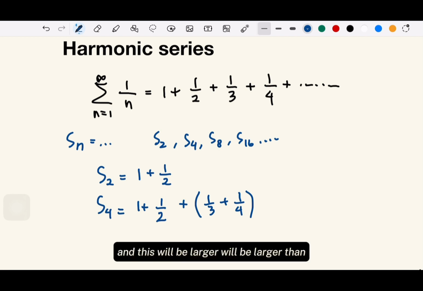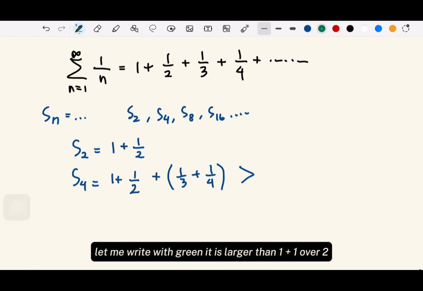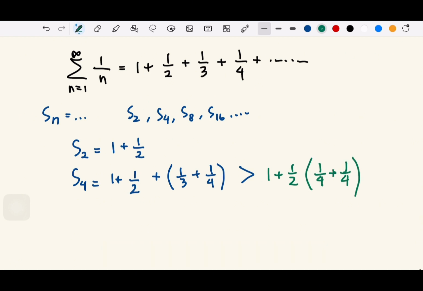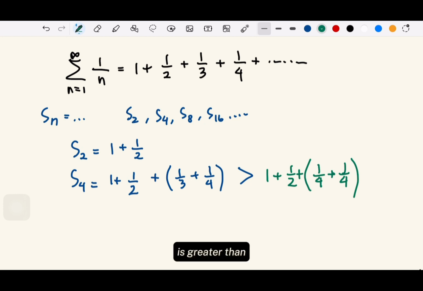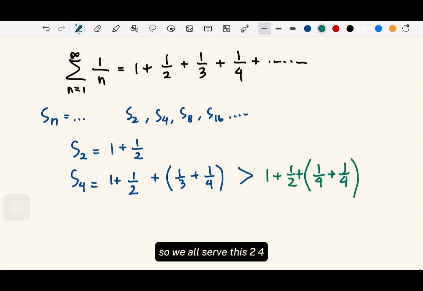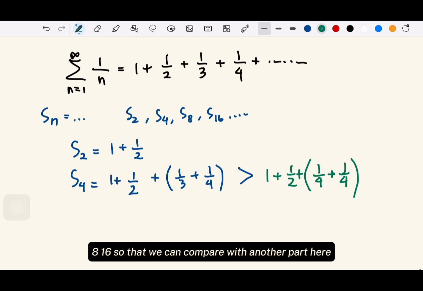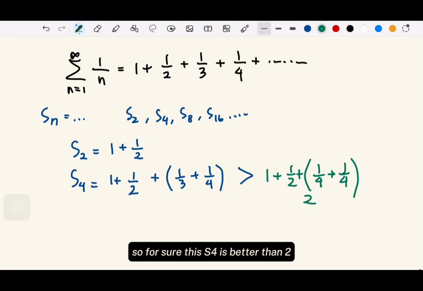And this will be larger than, let me write with green, it is larger than 1 plus 1 over 2, and then let's say this is 1 over 4 plus 1 over 4, right? So what I would like to show you is that 1 over 4 plus 1 over 4 is a half, so all this on the left is greater than 2. So we observe this 2, 4, 8, 16, so that we can compare with another part that we can easily compute and make an integer. So for sure, this S4 is greater than 2.